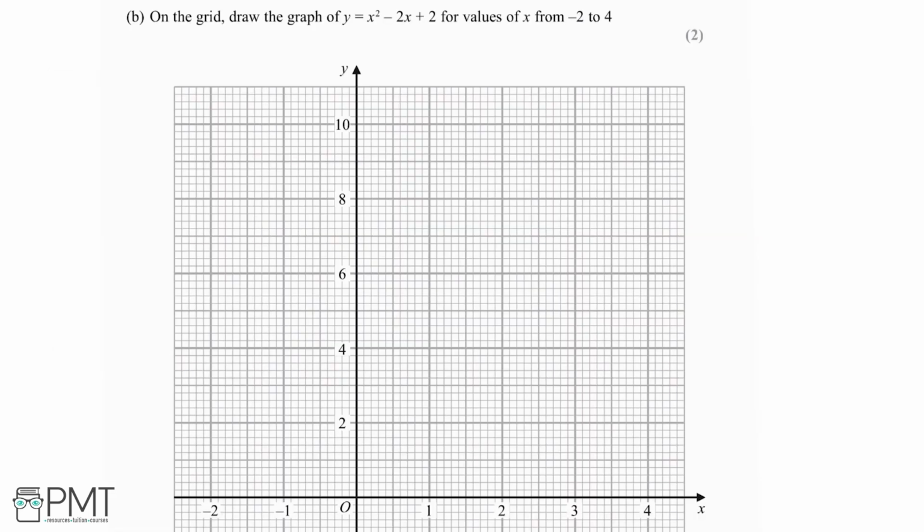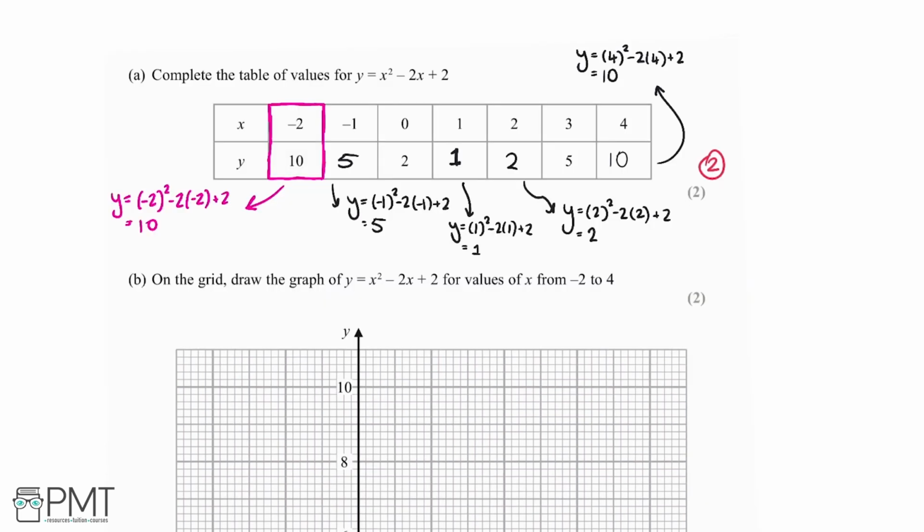Part B says, on the grid, draw the graph of y equals x squared minus 2x plus 2 for values for x from minus 2 to 4. Okay, so that follows on really nicely from the first part. In our table from the first part, we were completing it for the same quadratic here, and we were going between x's minus 2 and 4. So we know the corresponding y value for each x value, so we can use these as pairs of points and plot them on the grid below.